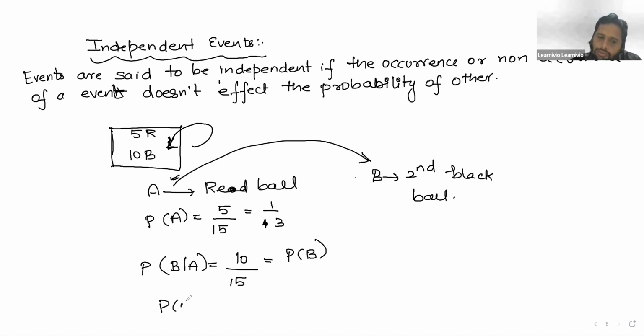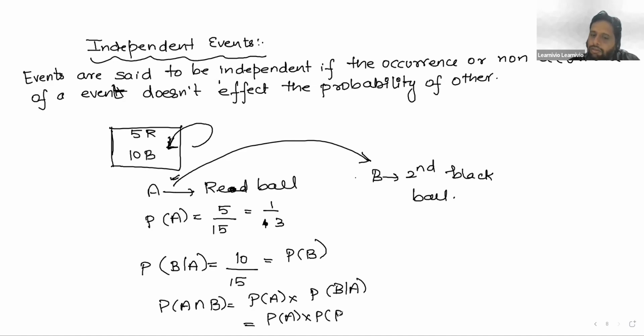Now what is P(A intersection B)? The formula is P(A) into P(B by A). So in this case, what is P(B by A)? We can say that this is nothing but P(B). Why? Because A is not affecting B. So in place of this, for independent events we can write P(A) into P(B).